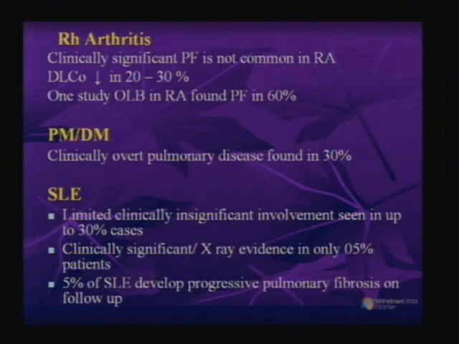In systemic lupus erythematosus, limited clinically insignificant involvement is seen in up to 30% of cases. Clinically significant, that is X-ray evidence, is only seen in 5% of patients. IPF in SLE is one of the most uncommon among the collagen vascular diseases. 5% of SLE patients develop progressive pulmonary fibrosis on follow-up.